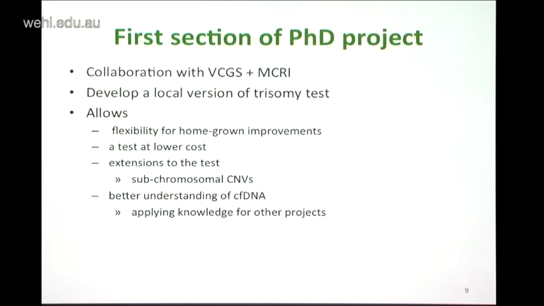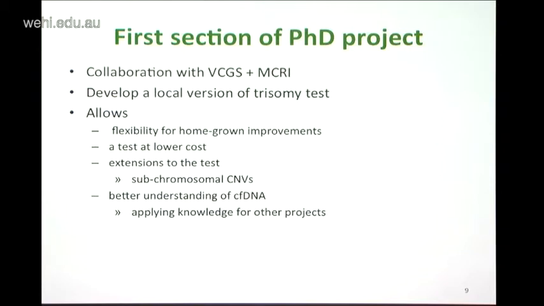So the first section of my PhD project has been around this. It's a collaboration with the Victorian Clinical Genetics Service, which sits at MCRI. They wanted to have a local non-invasive trisomy test. And the reason for this was that having bioinformaticians who fully understand the pipeline meant that we could put in any improvements we needed, and we had the flexibility to change the test however we wanted.